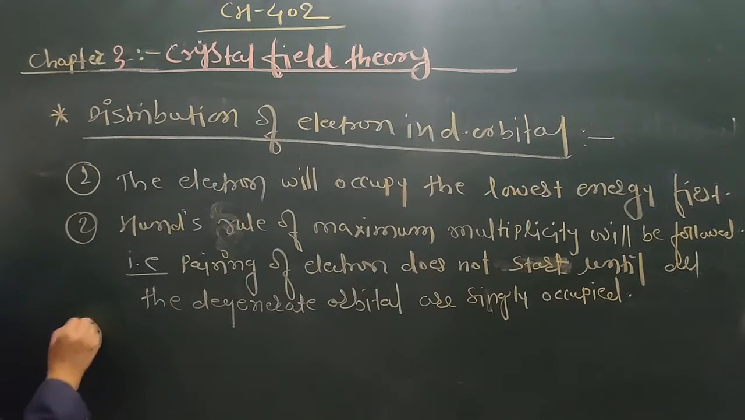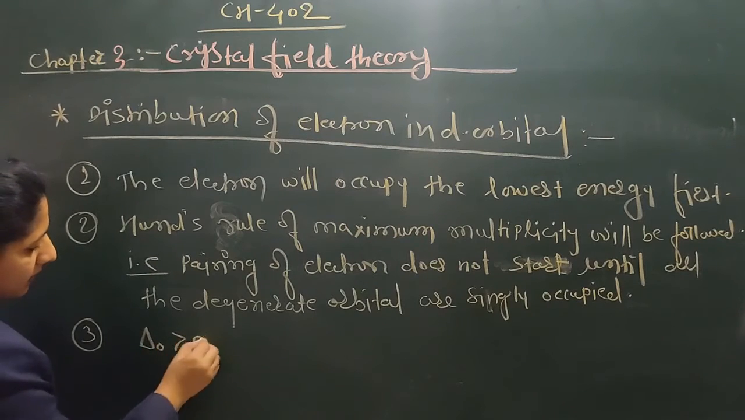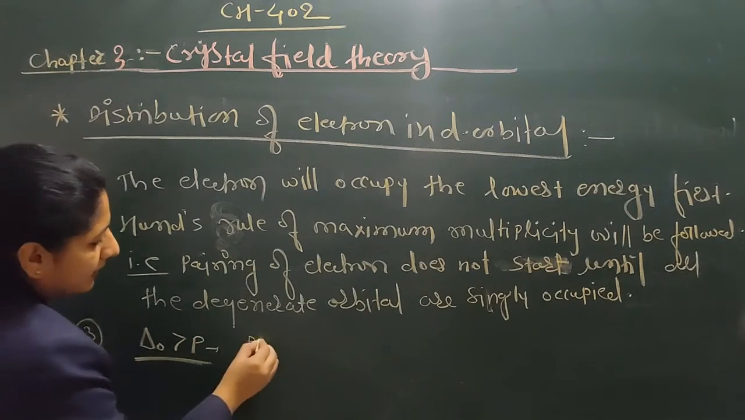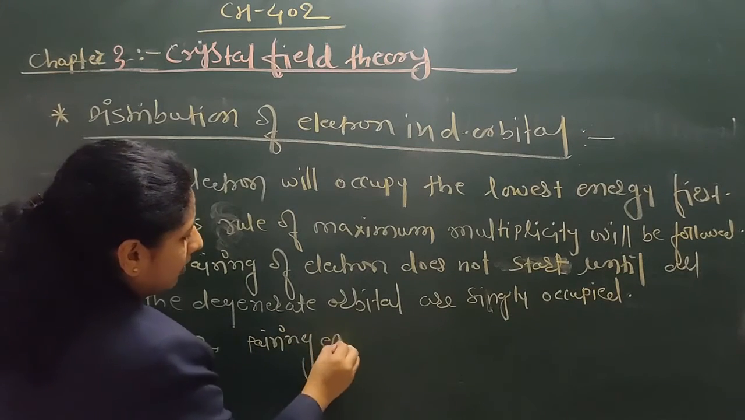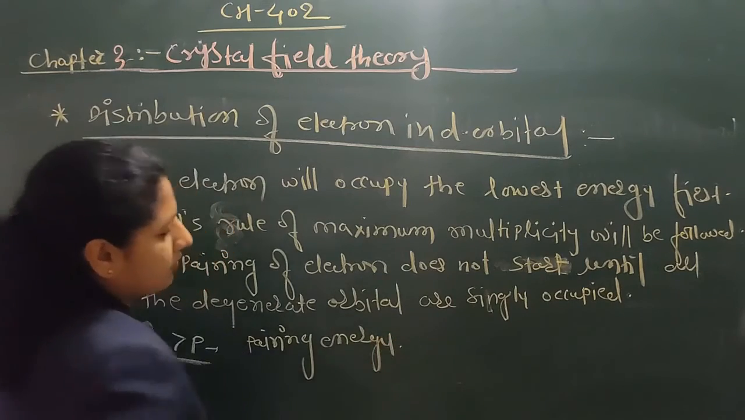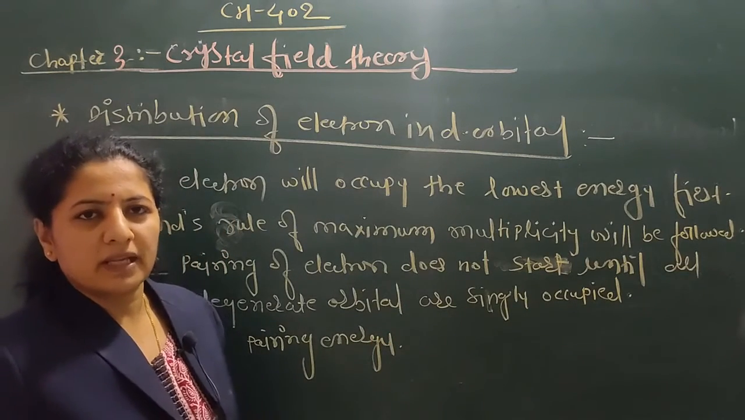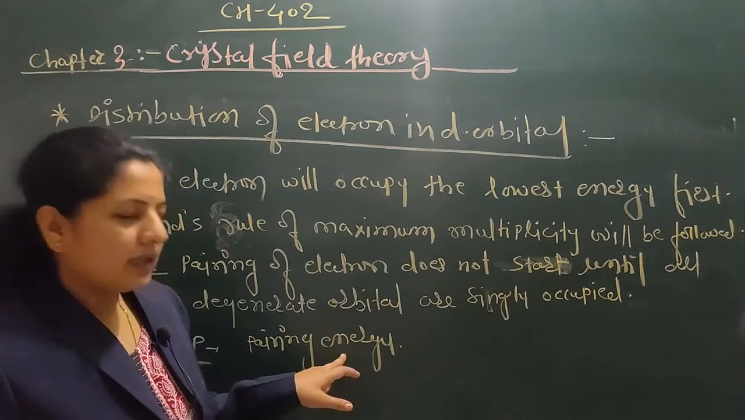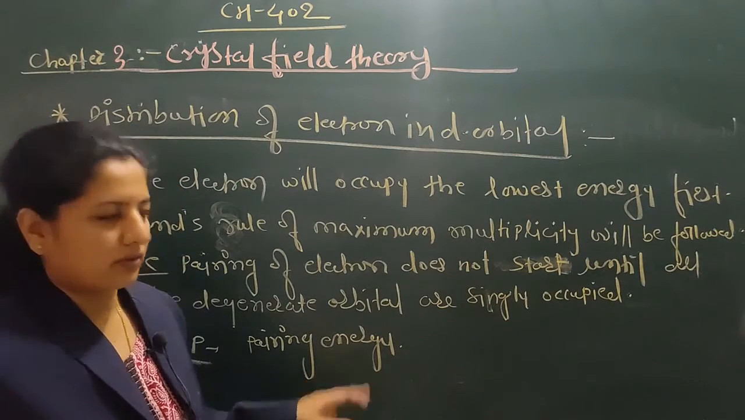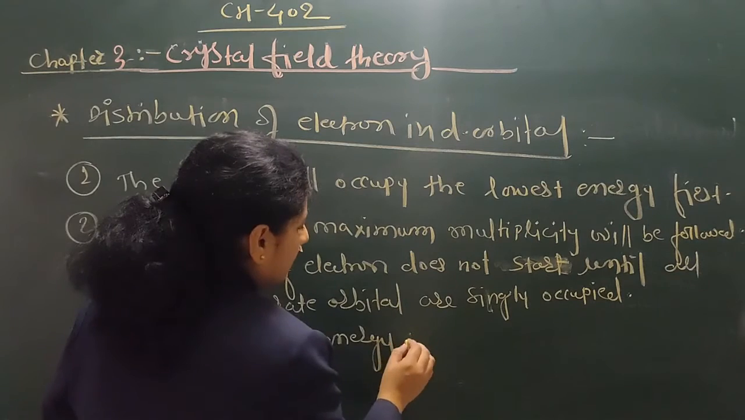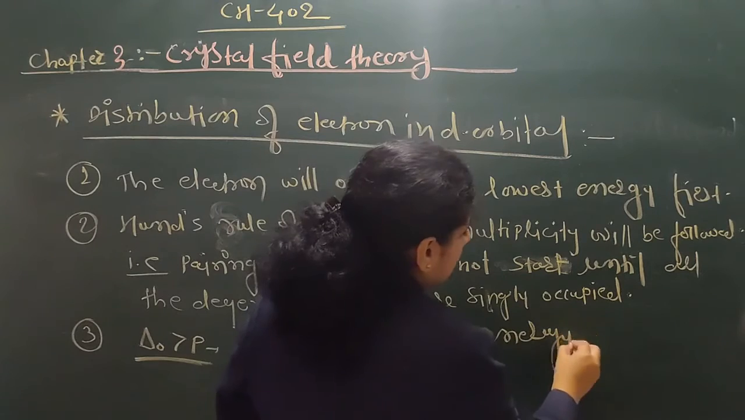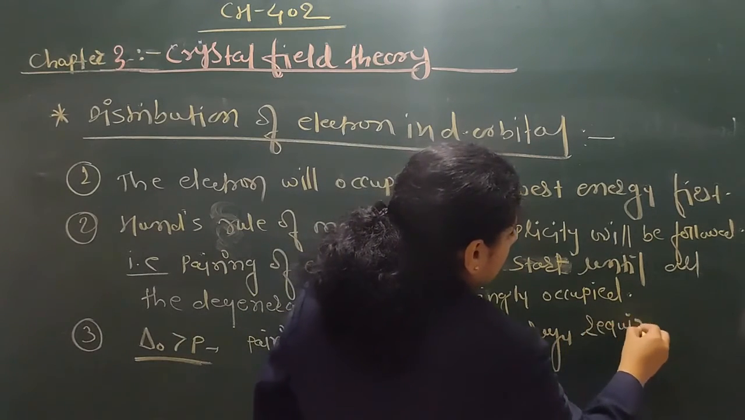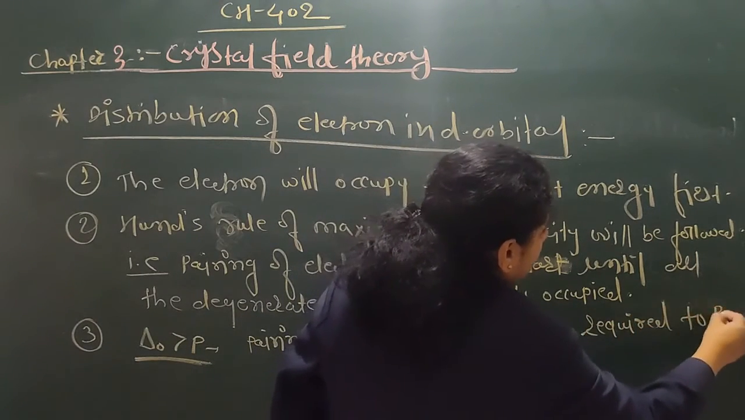Then the third condition is delta 0 and P. Here P is the pairing energy. So what is pairing energy? First we are discussing the pairing energy. Pairing energy means the energy required to pair the electron. So pairing energy is nothing but the energy required to pair electrons.